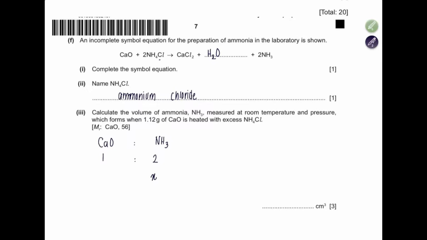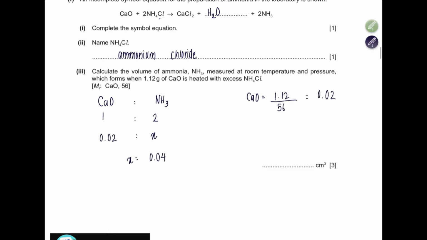So let's find the moles first. What is the moles of CaO? Mass over Mr. 1.12 divided by Mr, which is 56. We get 0.02. So mole is 0.02. This is going to be 0.04, times 2. Now, we can find the volume of ammonia.